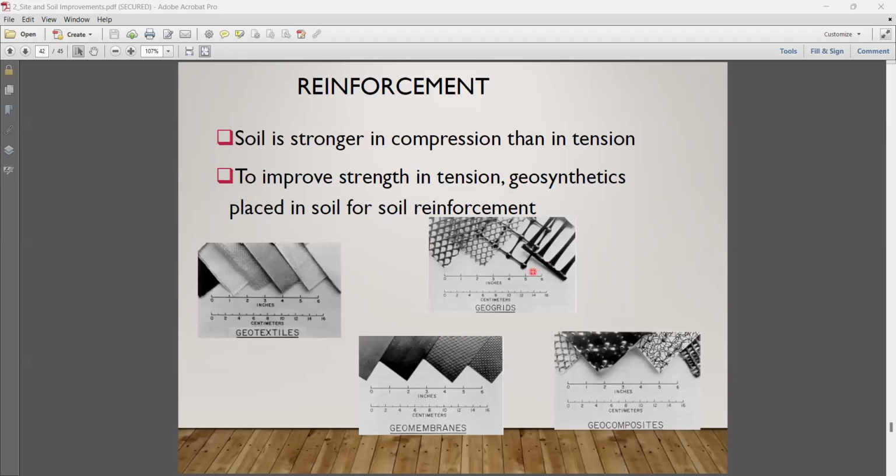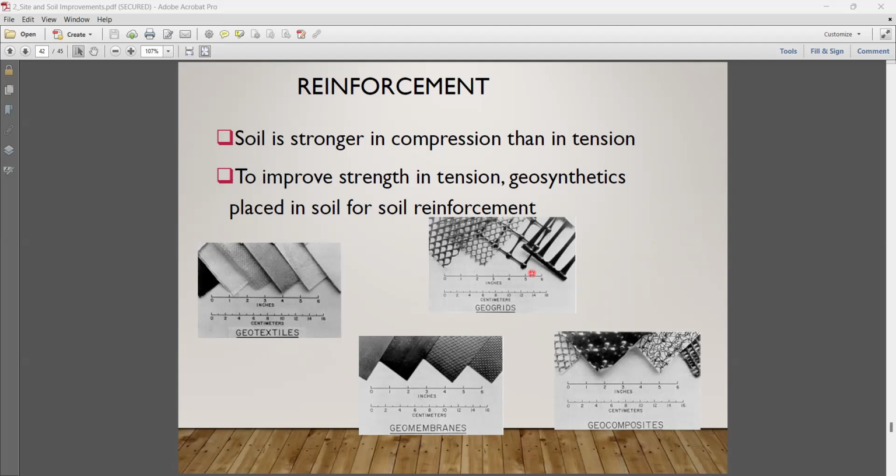Then we are reaching the final part, reinforcement. Not only the mechanical or chemical methods, but there are some geosynthetics we can use to increase the soil's behavior in tension. Compression is just compaction, but what if it's subjected to tension? That's why we use geotextiles.